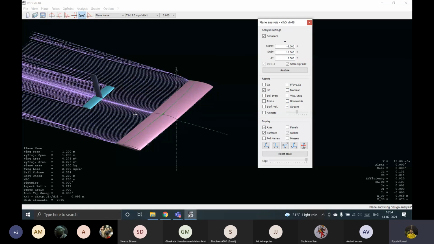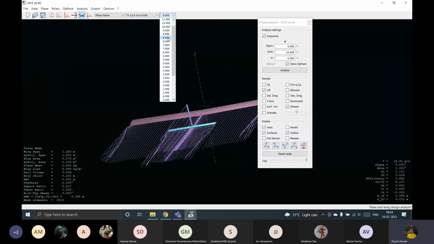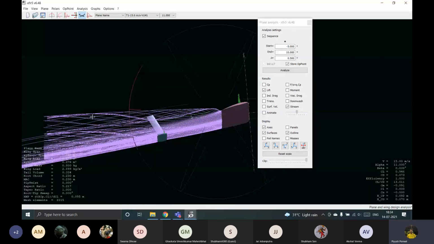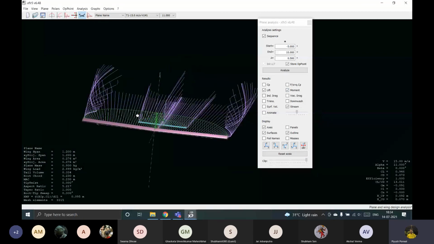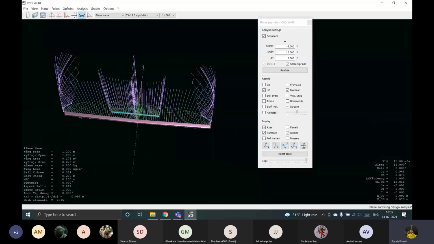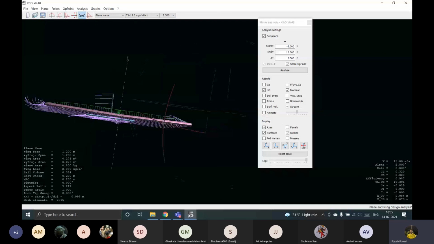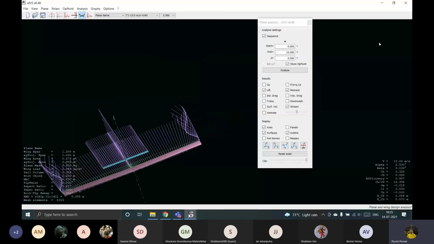You can see the free stream is here. The wingtip vortices are clearly visible. When you increase the angle of attack, the wingtip vortices increase. You can see that the induced drag increases when the angle of attack increases. So this is how the plane analysis works. You can also see how the moment looks. The wing is producing lift, which the green shows. When you reduce the angle of attack, the lift decreases, the vortices decrease, and the induced drag also decreases. So that's it in the plane analysis.